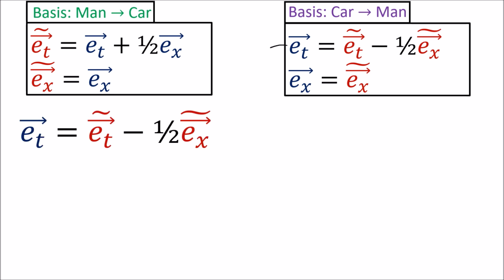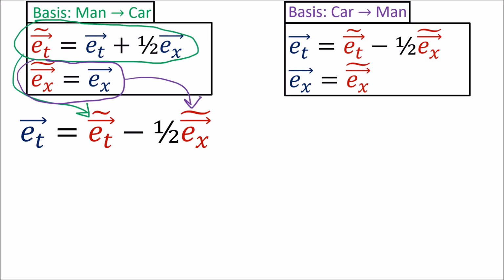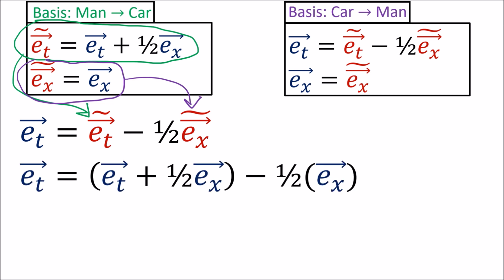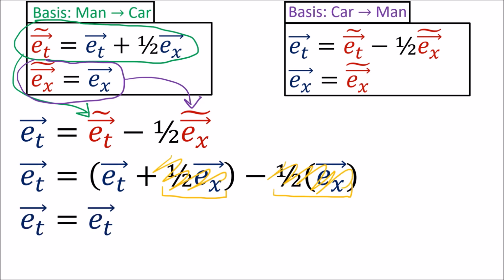We'll start with the equation for ET in terms of the Carr's spacetime basis. Then let's replace ET tilde and EX tilde with the formulas from this box. Notice that the positive 1/2 EX and the negative 1/2 EX cancel out, and we're left with ET equals ET. So applying the Carr to man equations and then applying the man to Carr equations brings us back to where we started, since the equations are opposites.